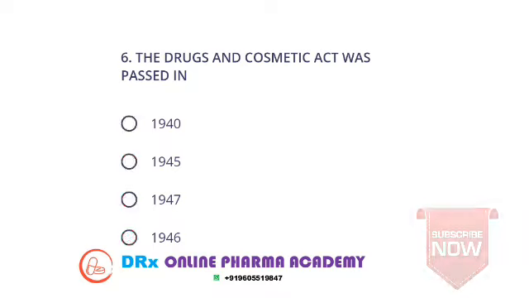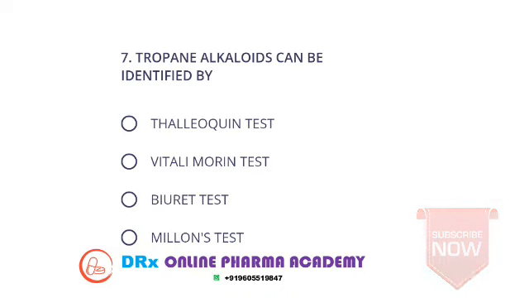Next question is tropane alkaloids can be identified by. The options are Thalleioquin test, Vitali-Morin test, Biuret test, Millon's test. And the answer is Vitali-Morin test. Tropane alkaloids can be identified by Vitali-Morin test.